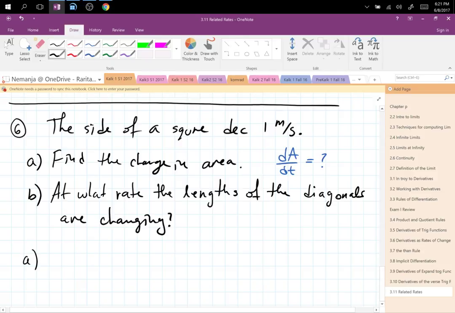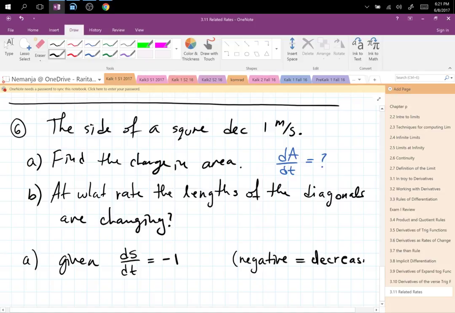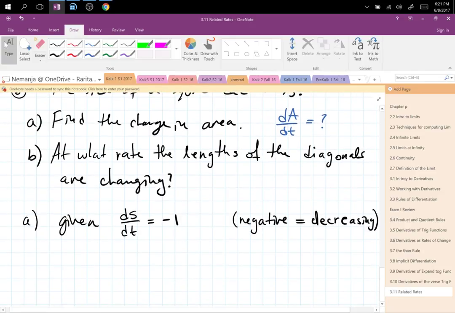We know everything. We are given the rate of change of a side. So let's say S in time is decreasing, so I will put -1 because it's decreasing. So given ds dt equals -1, and I put negative again because it's decreasing. So now find the change in area. We are looking for dA dt.